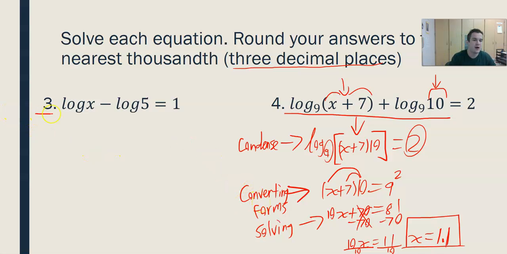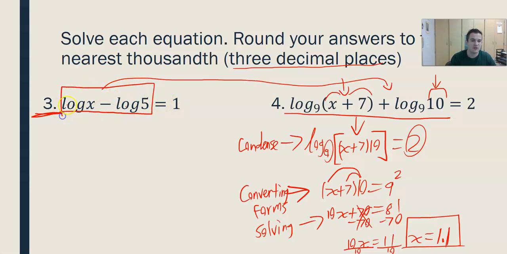Okay, now I want to look at number 3. So this problem looks really similar to this one. So I have a log minus another log equals 1. Well, this looks a heck of a lot like the quotient property when I'm condensing logarithms. So I can condense log minus log into a single log. Log of x minus log of 5 is log of x over 5 equals 1.